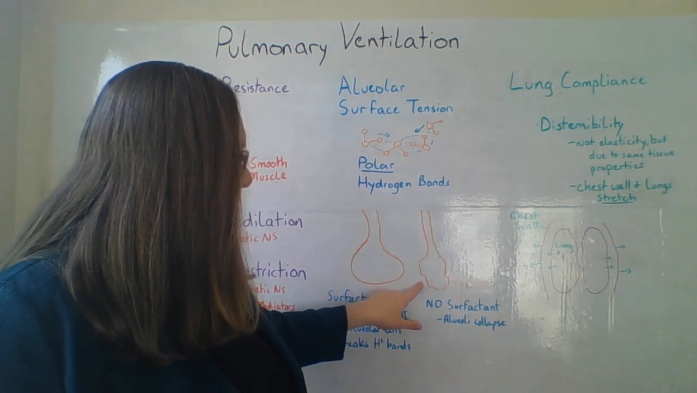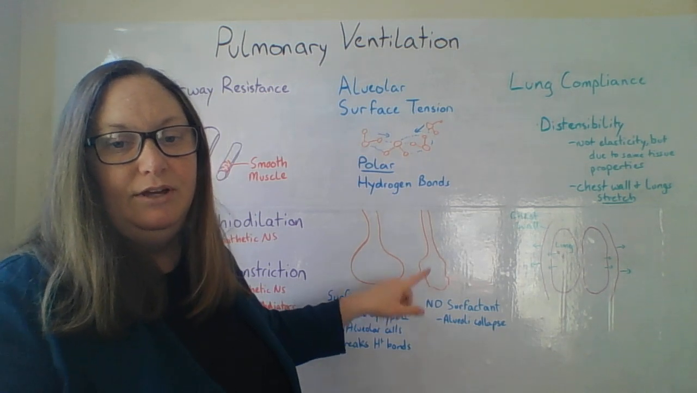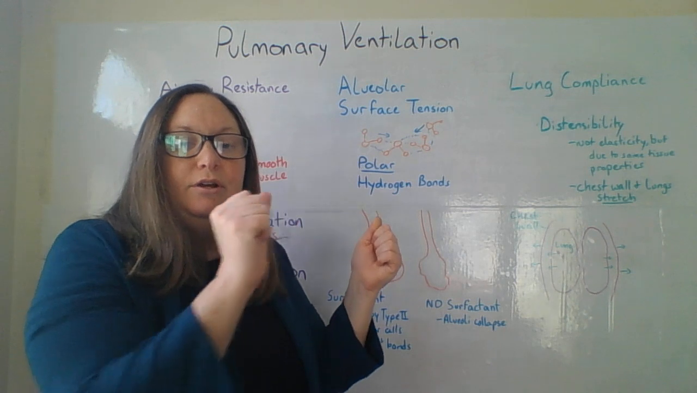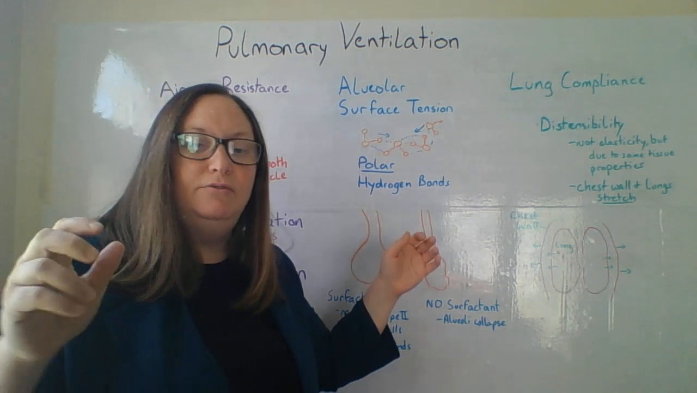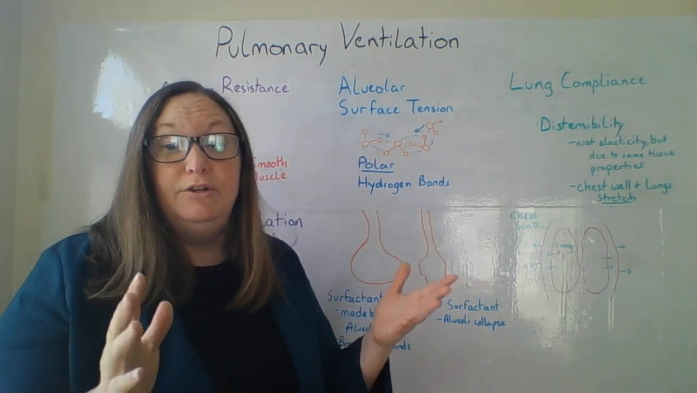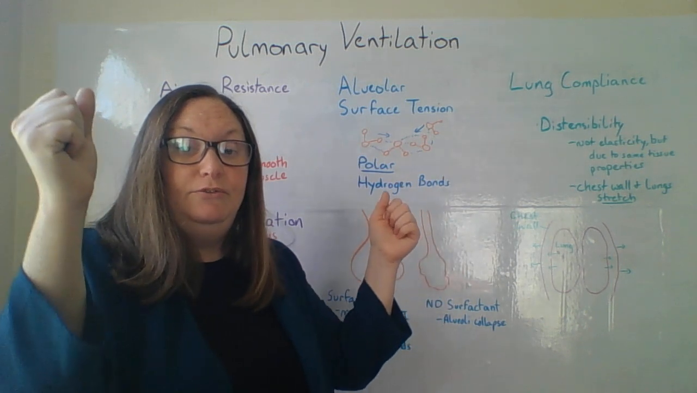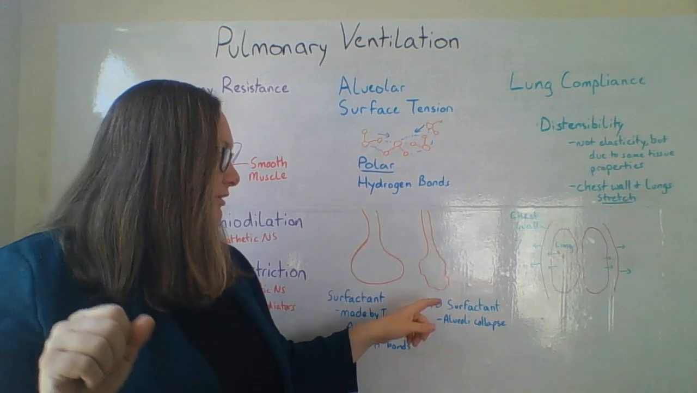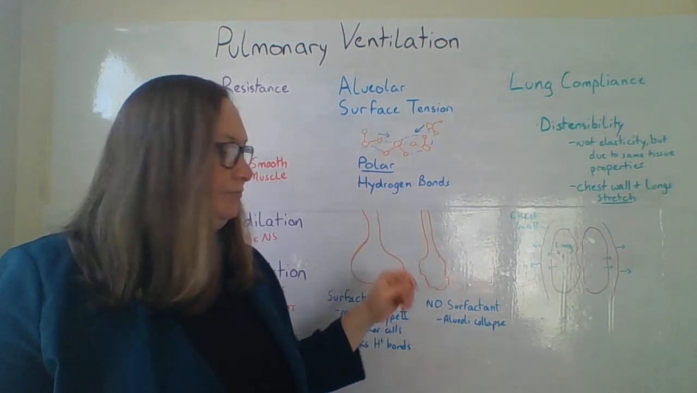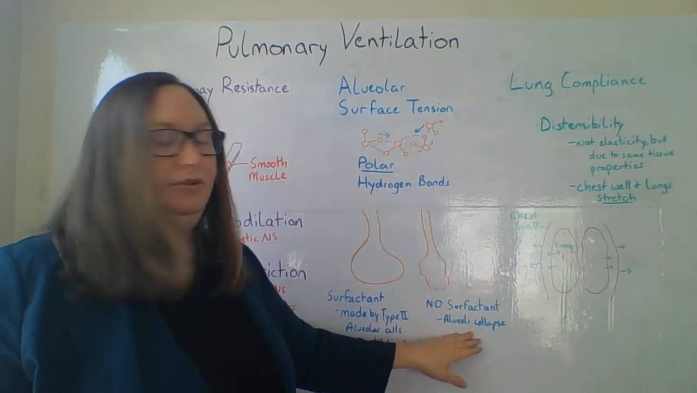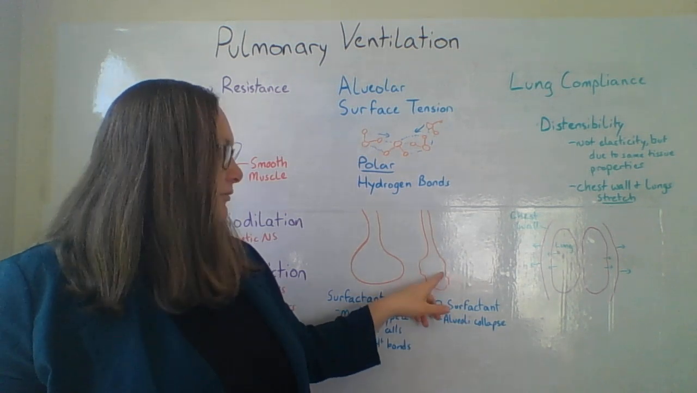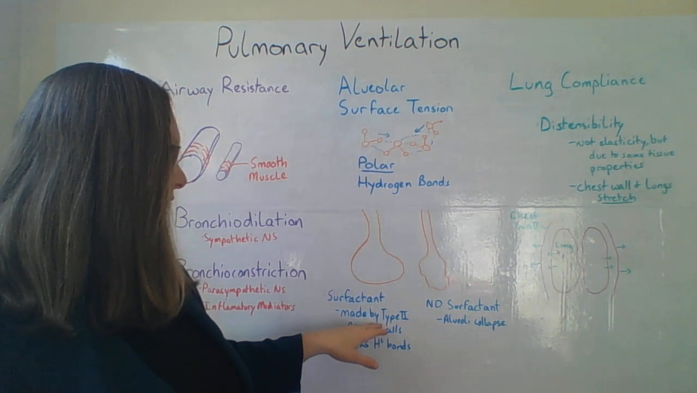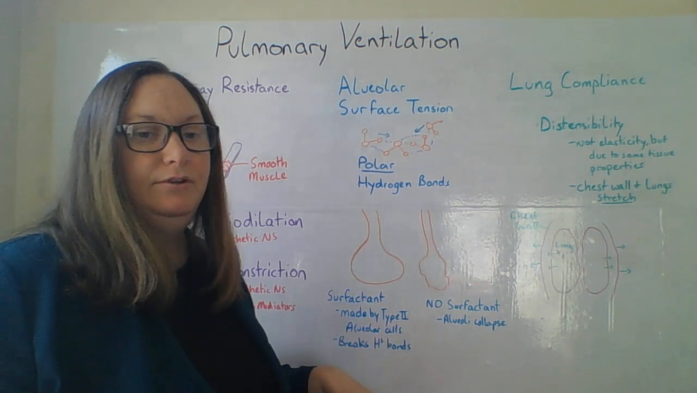What happens if we don't have that? You see how it's kind of shriveled in? It's been pulled in. So the hydrogen bonds are strong enough and the alveoli are small enough and thin enough that surface tension of the water will start to collapse it, especially when you exhale. So you can get alveolar collapse without any surfactant, made by those type 2 alveoli cells.